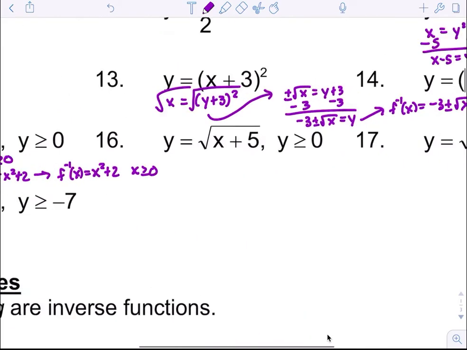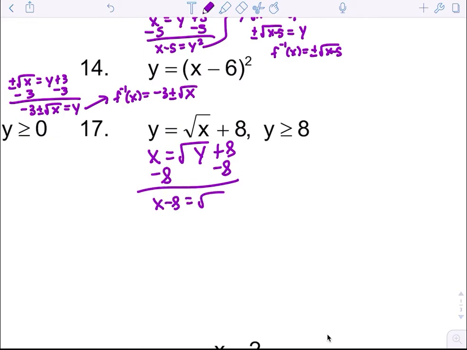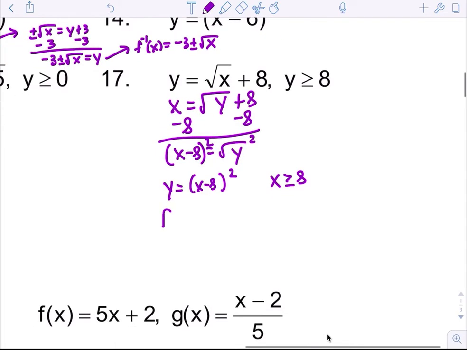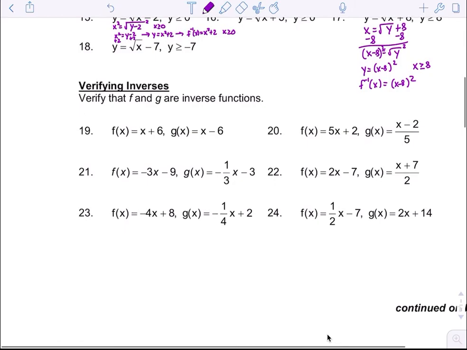Okay. 17. So for 17, we have this. So we are going to switch them. Solve for the new y. So subtract 8 from both sides. And then we are going to raise both sides to the second power. So y is going to equal x minus 8 raised to the second power. And remember, this y became an x. So f inverse is equal to x minus 8 squared. So that's 17.